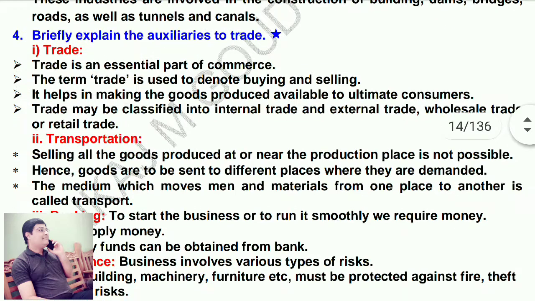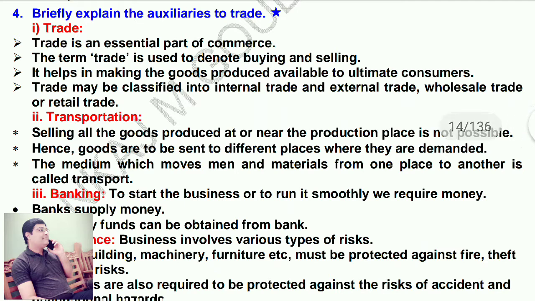Now move on to the next question, which was asked in the quarterly exam. This is a very important question. This question may be asked in the board exam also. Briefly explain the auxiliaries to trade. First point, trade. See, in each point I have given 3 to 4 points. Even if you write 2 points, that is enough for one heading, but the 2 points must be written thoroughly.